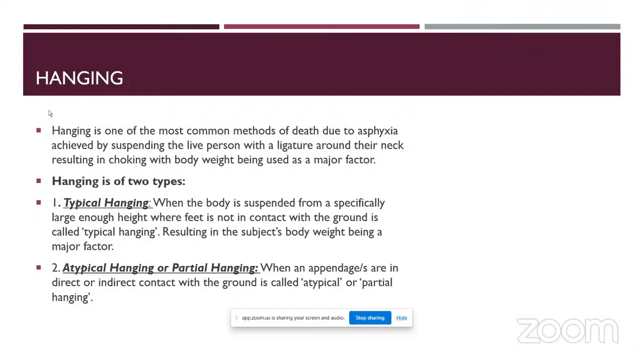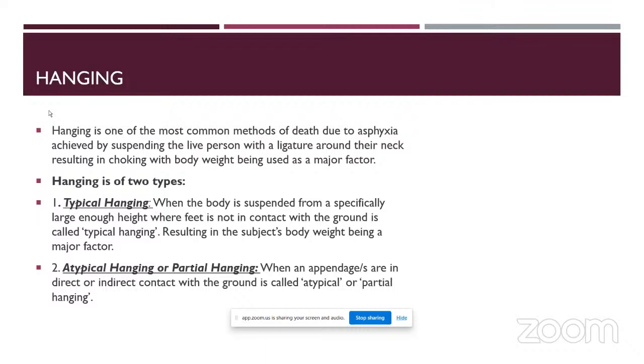Now, what are the causes that lead to death due to hanging? It can be asphyxia, that is, the ligature blocking the respiratory passages, or it can be venous congestion. What is venous congestion? Venous congestion is nothing but the stoppage of blood supply to the brain. Or it can be a combined effect, that means asphyxia as well as venous congestion, and it is generally the commonest cause of death.